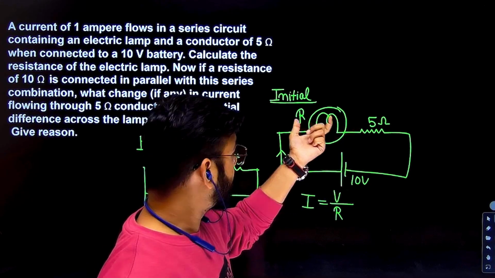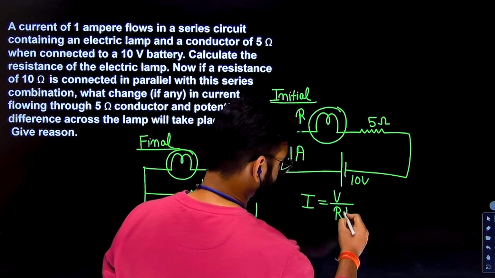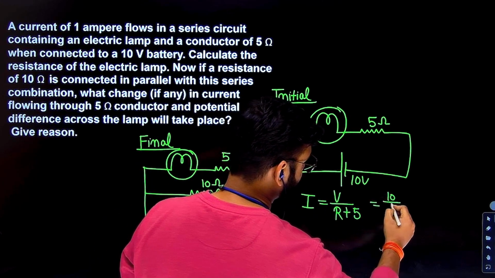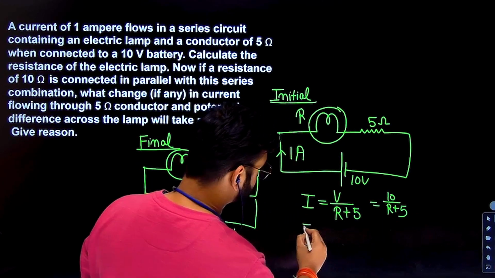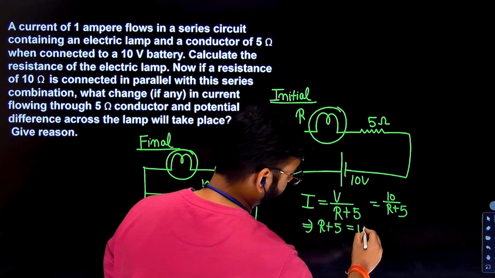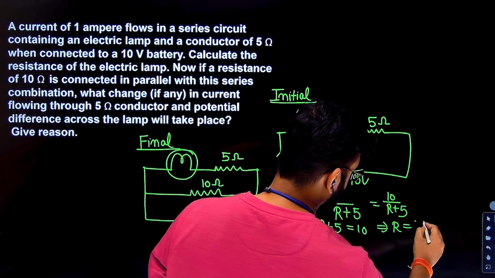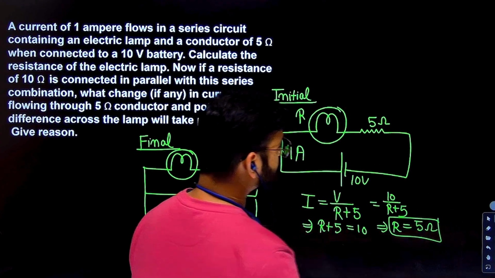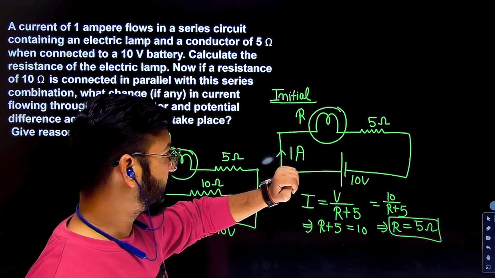These two are connected in series. R plus 5. So it will be 10 divided by R plus 5. And we know that current is 1. This current is 1. So cross multiply. R plus 5 equals 10. So from here you can find R as 5 ohms. So the resistance of this lamp is also 5 ohms.